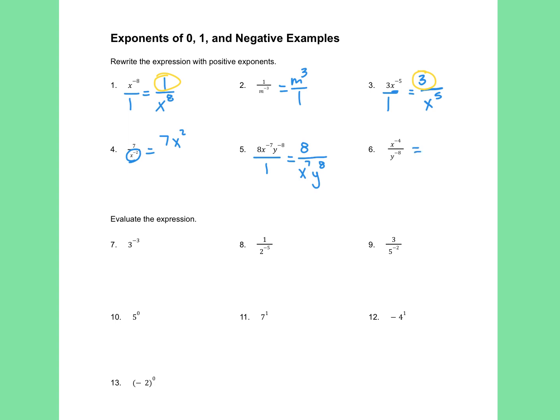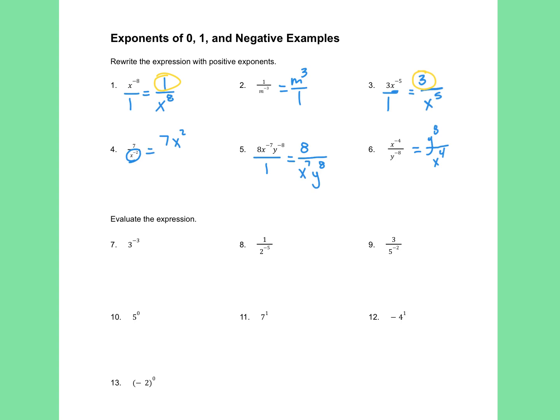Number 6, it's already a fraction. The x has a negative, so it needs to switch. The x is on top now, so it needs to go to the bottom to make it positive. Then I look at the y. The y is already in the bottom with a negative. So since it's already in the bottom, I move it up to the top, and when I switch it, it makes it positive.